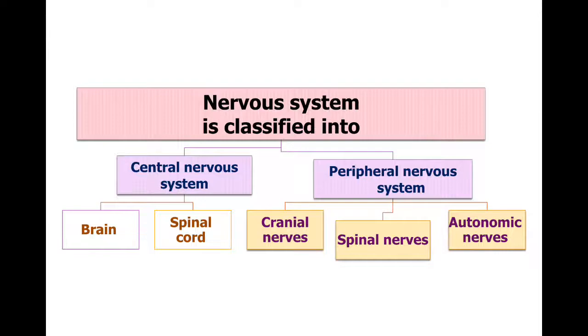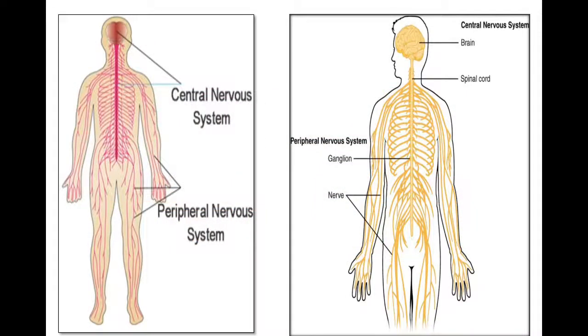The nervous system is classified into central nervous system and peripheral nervous system، الجهاز العصبي المركزي والجهاز العصبي الطرفي. السنترال نيرفس سيستم ده بيتكون من البرين والسباينال كورد، بينما البريفرال نيرفس سيستم ده بيتكون من النيرفز اللي هم 3 انواع: الكرينيال نيرفز والسباينال نيرفز والاوتونوميك نيرفز.